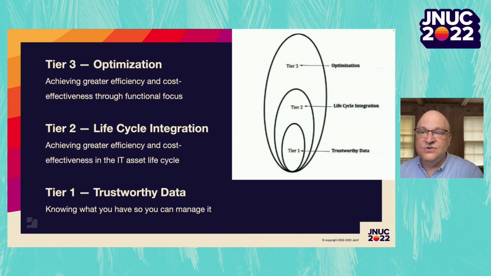So we moved down to this 3-tier version of maturity. Can you do these 3 things? And you're going to be doing best business practice around hardware and software asset management. Tier 1, trustworthy data. Knowing what you have so you can manage it. Tier 2, lifecycle integration. Getting a little more efficiency by making sure that you know where things are as they are purchased, used, and either recycled or disposed in your organization.